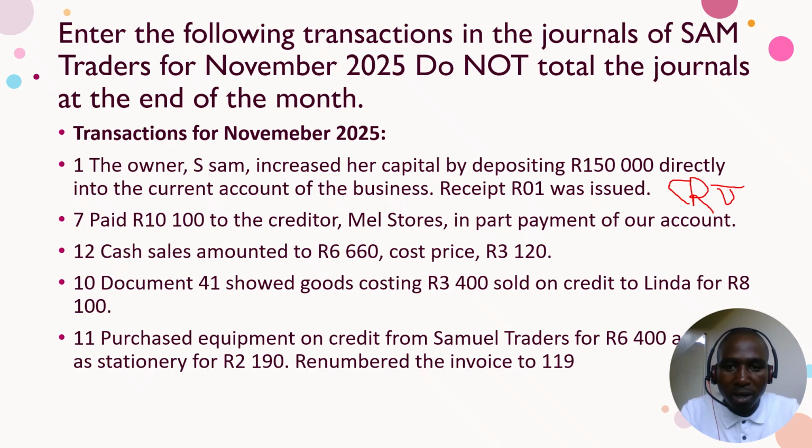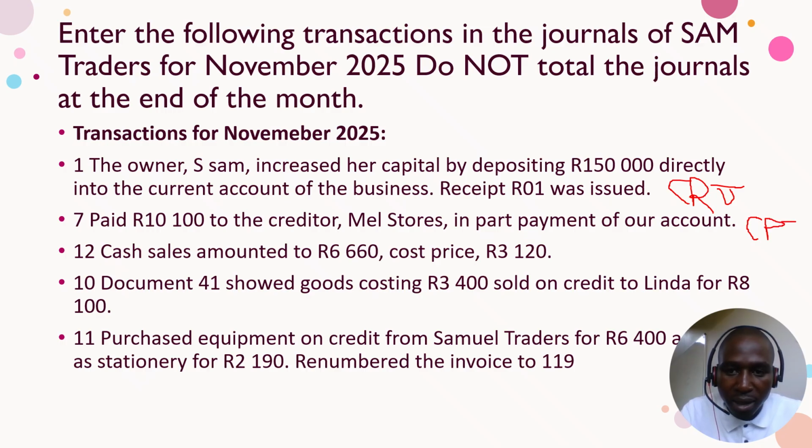Now let's go to transaction number 2. Transaction number 2 says we've paid 10,100 to a creditor, Mel Stores, in part payment of our account. Whenever we see the keyword paid, it means we are paying out money. The money is going out of our bank account. So we record in the CPJ.